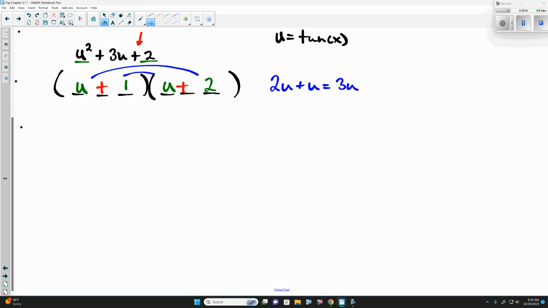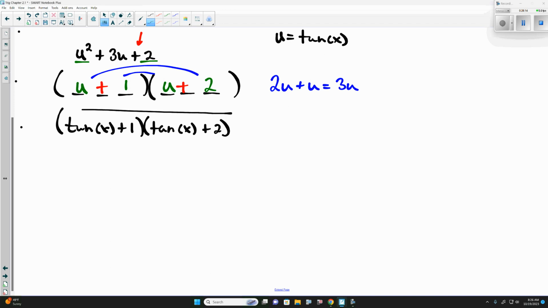The last thing we need to do is plug in tangent of x. So we have tangent of x plus 1 times tangent of x plus 2. And that's it. Questions on this here?